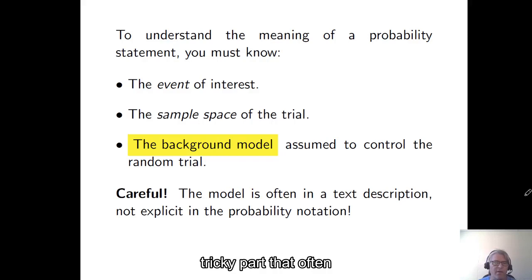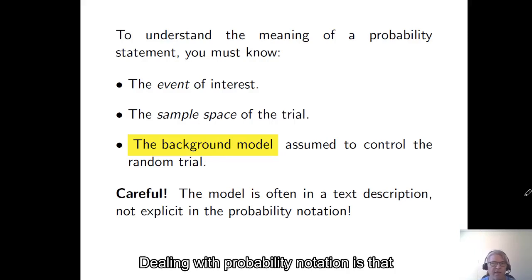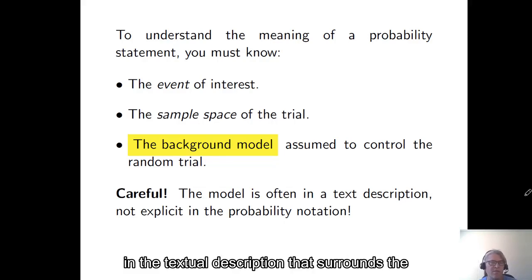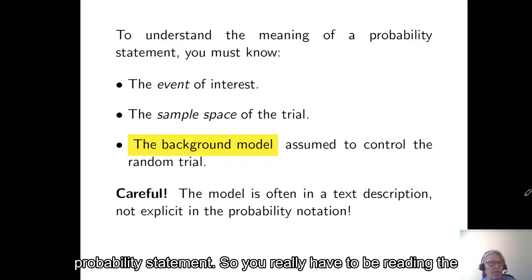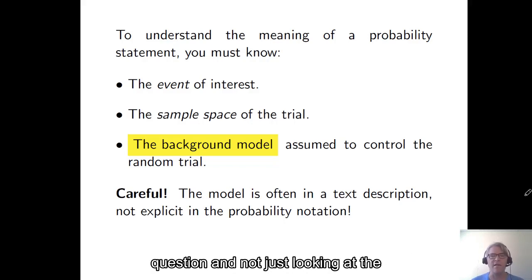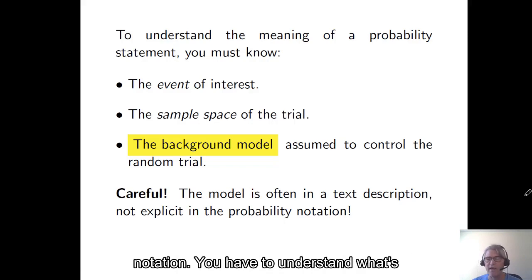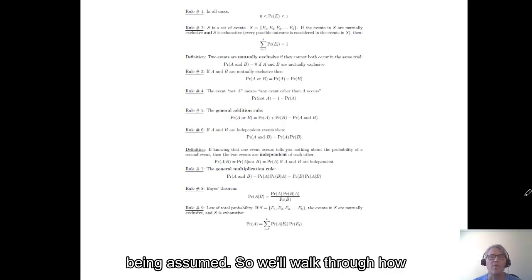And this is a tricky part that often confuses people when dealing with probability notation: frequently we don't clearly express the background model. It's often in a textual description that surrounds the probability statement. So you really have to be reading the question and not just looking at the notation. You have to understand what's being assumed. So we'll walk through how that works.